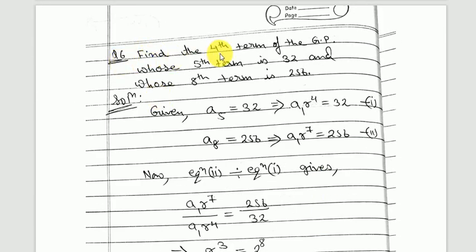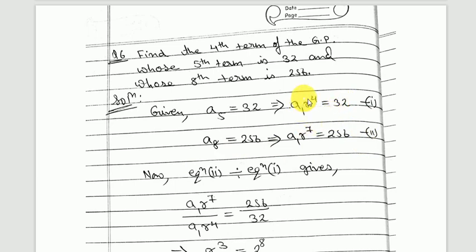Question 6. Find the fourth term of the GP whose fifth term is 32 and whose eighth term is 256. So here we have to find the fourth term of the GP whose fifth and eighth terms are known to us. Given the fifth term is 32, but A5 means what? A1 into r to the power 4 is equal to 32, equation 1. The eighth term A8 equal to 256 means A1 into r to the power 7 equal to 256. So we have got two equations.